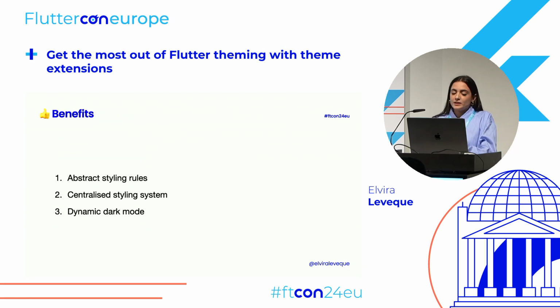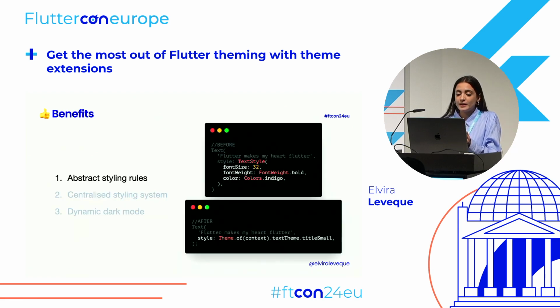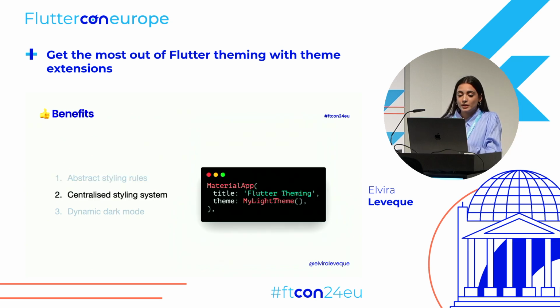Okay, so we can already wrap up some of the benefits of using material theme. We saw that you can abstract your styling rules, so that you no longer need to style your widgets inline in the widget implementation itself, and you can have a much more concise implementation. You can centralize the styling system, because you can just define a single object that will wrap all the styling rules, so you will always know where to look when you want to make some edits.